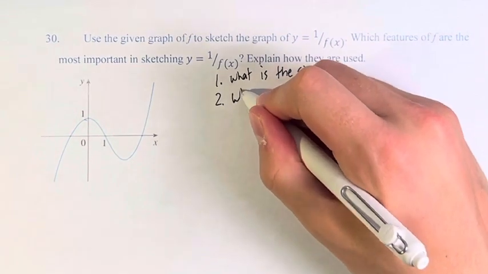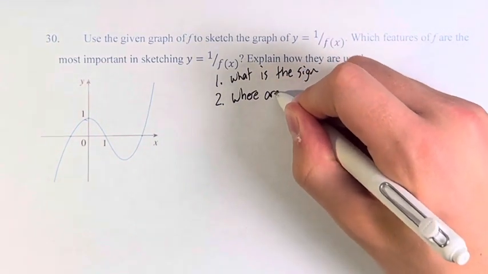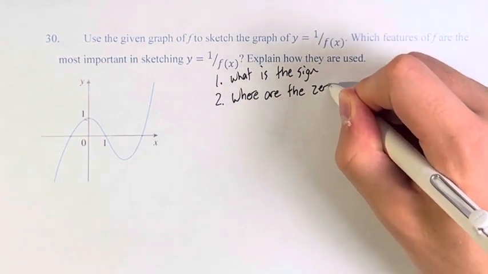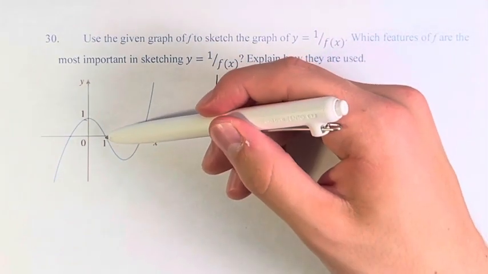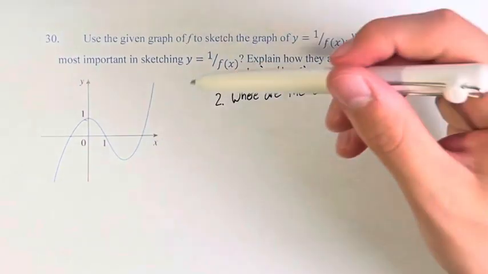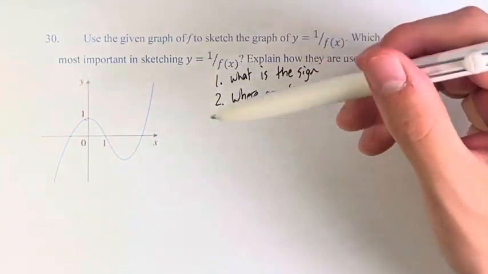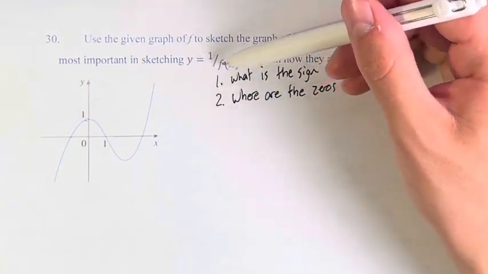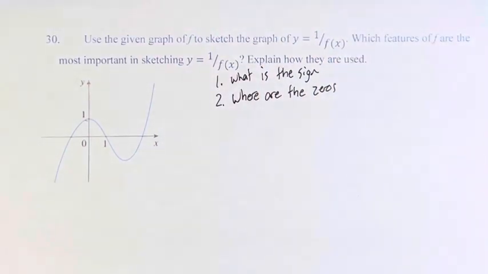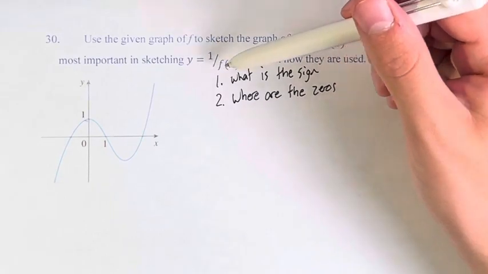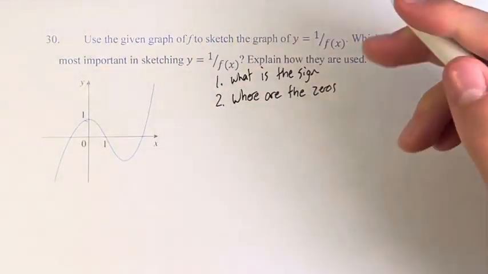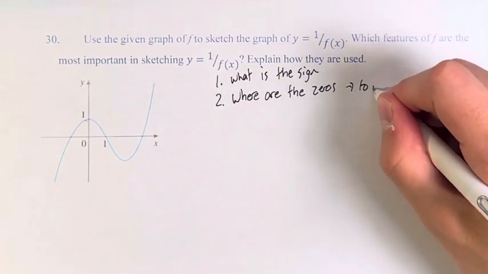Next, where are the zeros? As we approach this point right here, the value of f of x is going to 0. So this function, y equals 1 over f of x, is going to, let's say, 1 over 0.0000001, which is like 10 billion. As we approach 0, that's going to go to infinity.